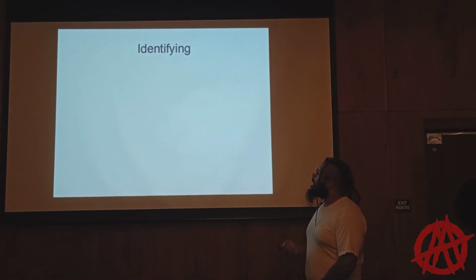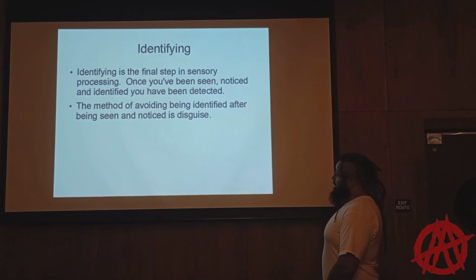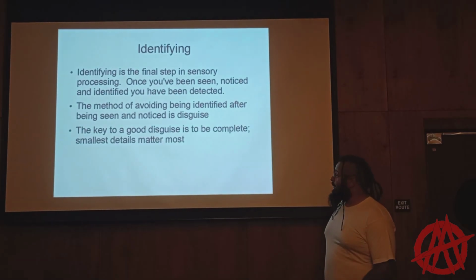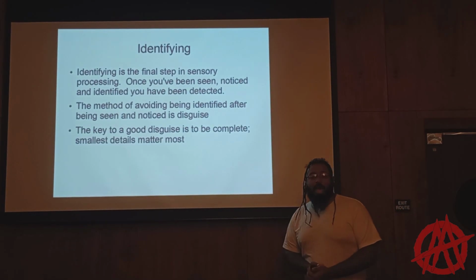Okay, let's talk about identifying. Identifying is the final step in sensory processing. Once you've been seen, noticed, and identified, you've been detected. The method of avoiding being identified after being seen and noticed is disguise, pretty much hiding in plain sight. So again, you've been seen, you've been noticed, but the last way to not be identified as an enemy is to basically look like you belong there. There's various methods. The key to a good disguise is to be complete. The smallest details matter the most.